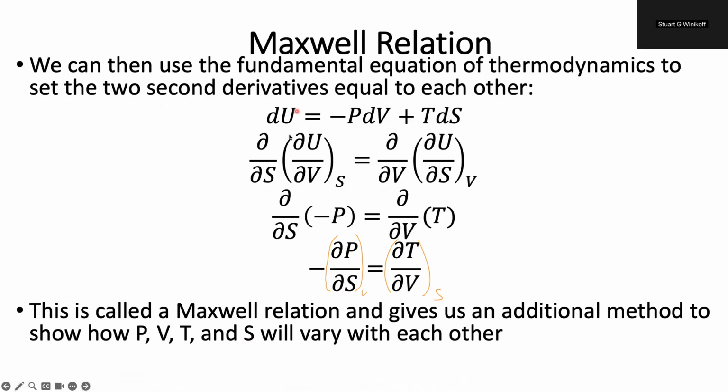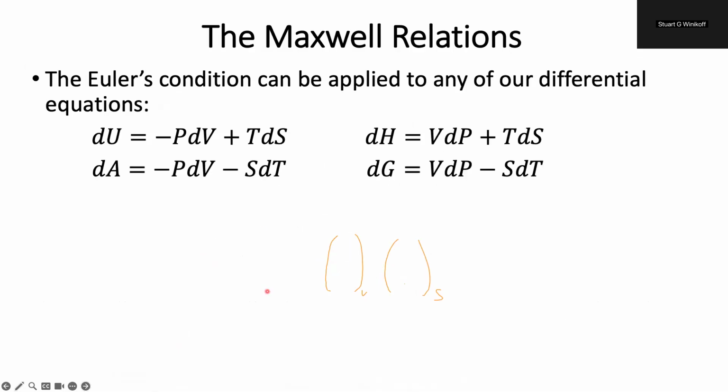But here's the thing. There's four fundamental equations, which means we have four different Maxwell relationships. Each one will go ahead and give us the variance with respect to the variables of question. So internal energy tells us how things change with respect to volume and entropy.